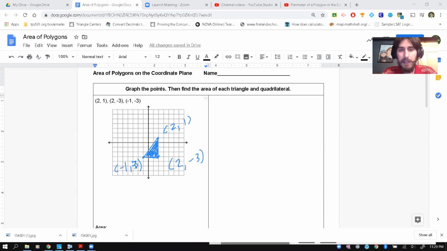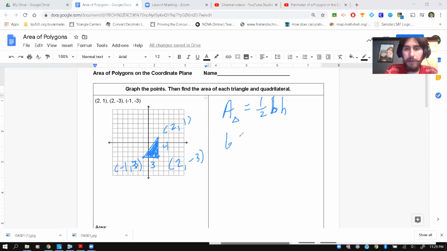In order to find that, the easiest way is to identify what shape you're dealing with and then find the formula for that shape. So our shape is a right triangle, and to find the area of any triangle, you can do 1/2 of its base times its height. So for our triangle, the base and the height are going to be pretty easy for us to find. We can just count. So from negative 1 to 2, the length of this base is going to be 3. From negative 3 up to 1, the height of this triangle would be 4.